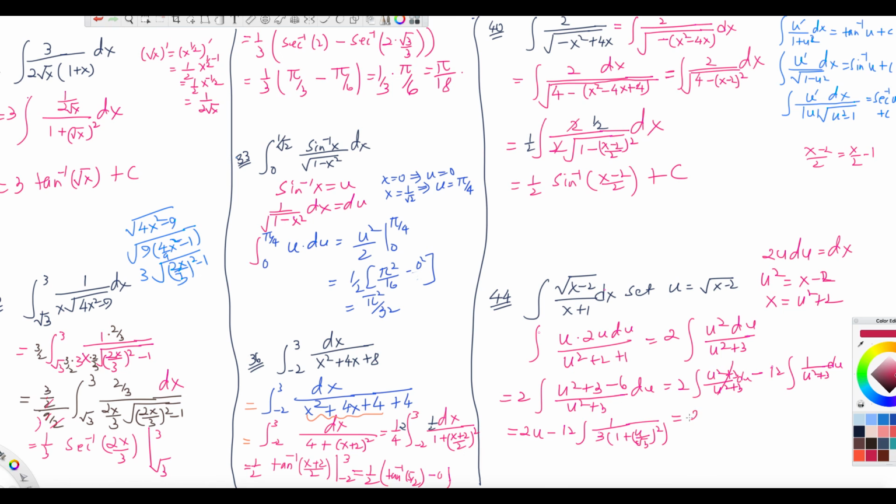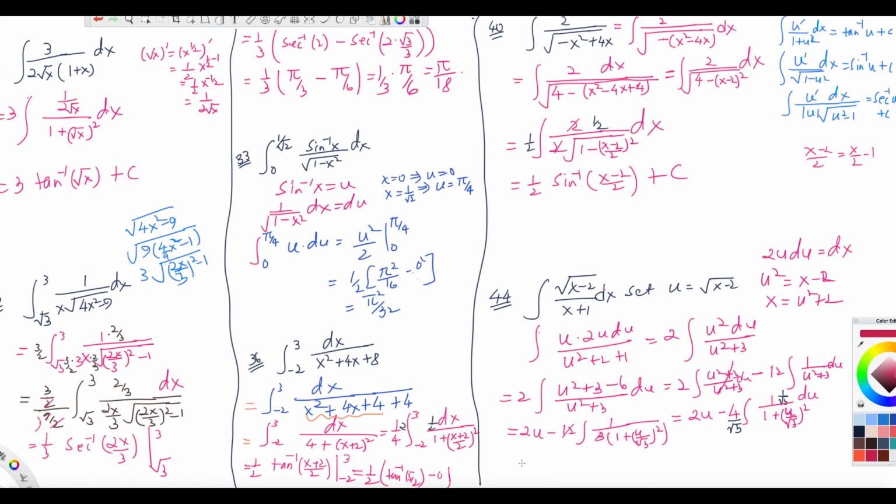So it will look like 2u and then minus 12 over 3, right? So that will be 4, and then the integral of 1 over 1 plus (u over root 3) square du. So it is the 1 plus u square format, right? But we need the derivative on the top. So what is the derivative of this? It will be 1 over root 3. Let me divide by root 3 here. Okay? So now it is the tangent inverse of u over root 3.